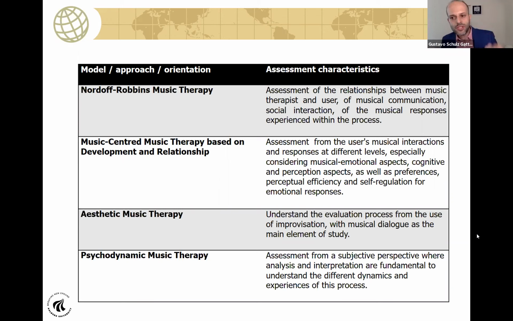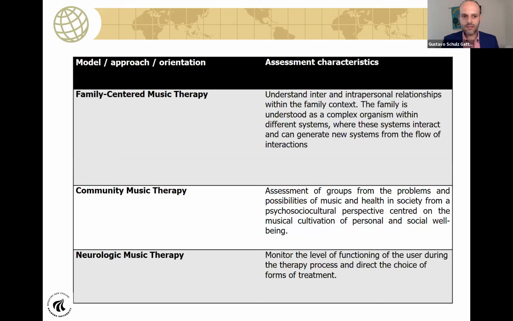assessment from a subjective perspective, where analysis and interpretation are fundamental to understand the different dynamics and experiences of this process. And just finalizing this list with three other specific understandings about music therapy assessment.